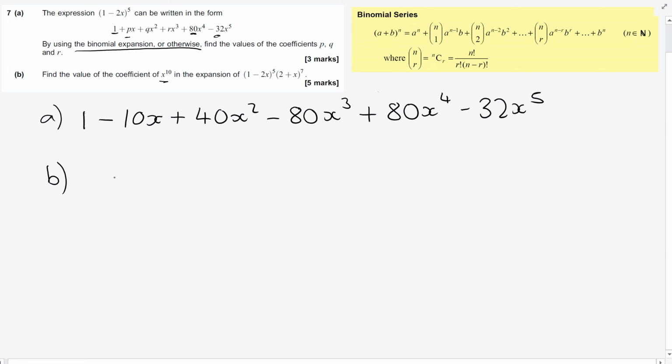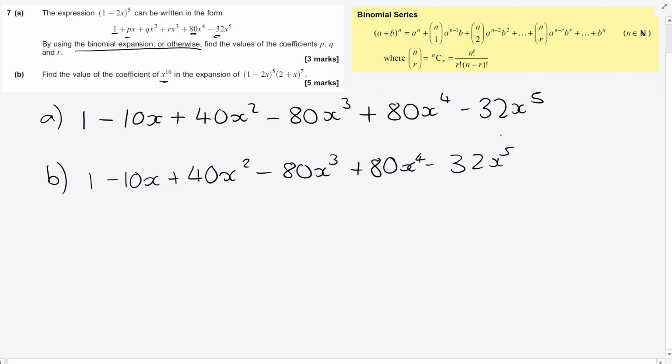So what we need to think about is when we have this expansion that we've got here, how are we going to get x to the 10 coefficients? Where are they going to come from? So looking at it, we are going to have this term here. We've got all of this being multiplied by the expansion of (2 + x) to the 7. So this term here, we need to know what the x to the 5 term is, because x to the 5 times x to the 5 would give us x to the 10. So there's going to be some unknown there.